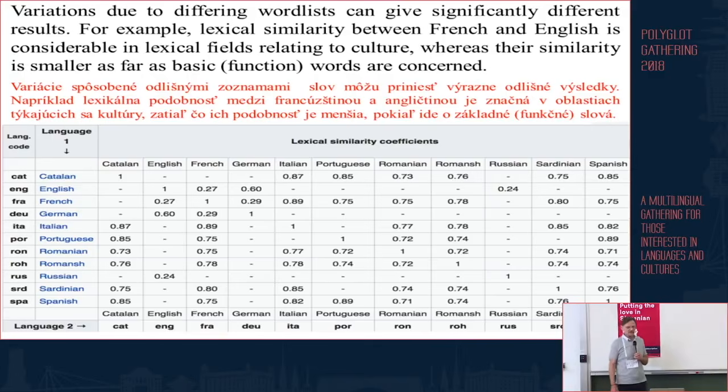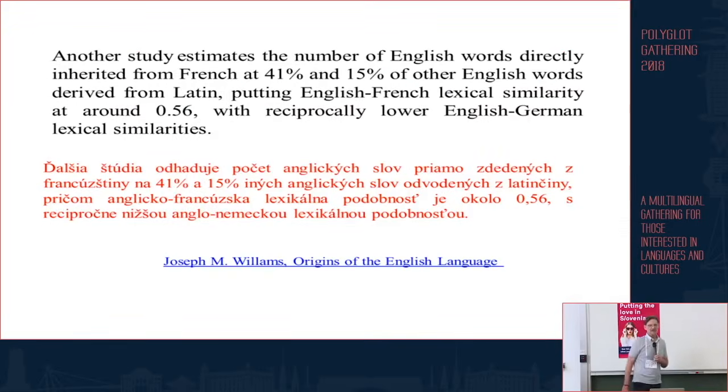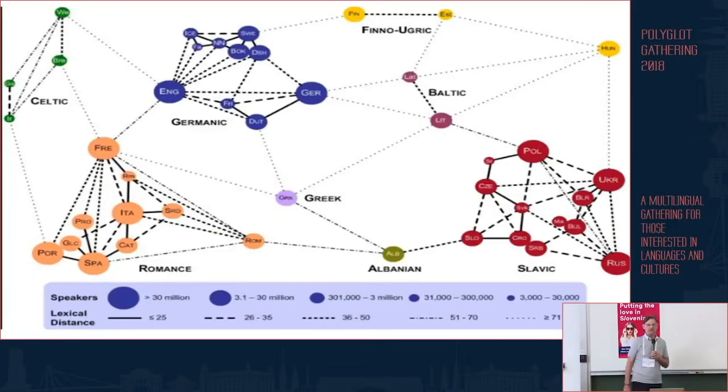So, for example, lexical similarity between French and English is considerable in lexical fields relating to culture, whereas their similarity is smaller as far as basic function words and everyday words are concerned. Another study estimates the number of English words directly inherited from French at 41%, and 15% of other English words derived from Latin, putting English-French lexical similarity around 56%. You can also go look at charts like this. It's quite interesting.